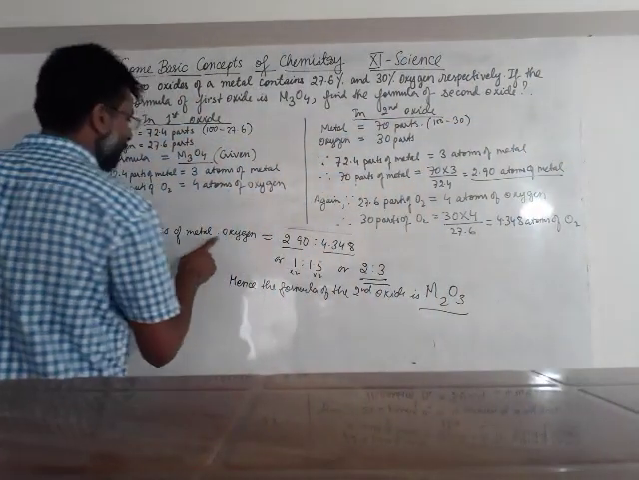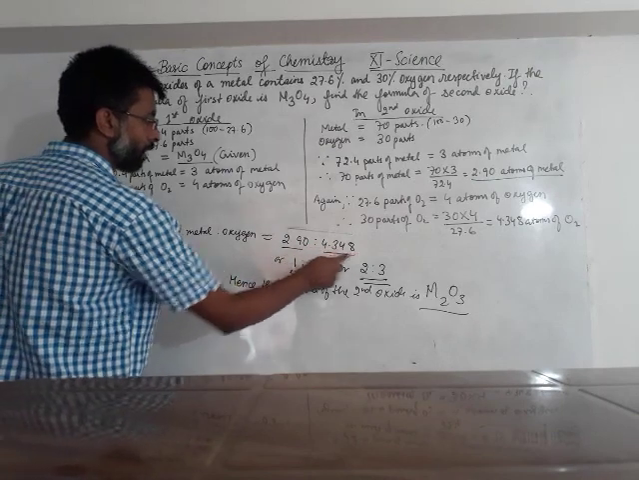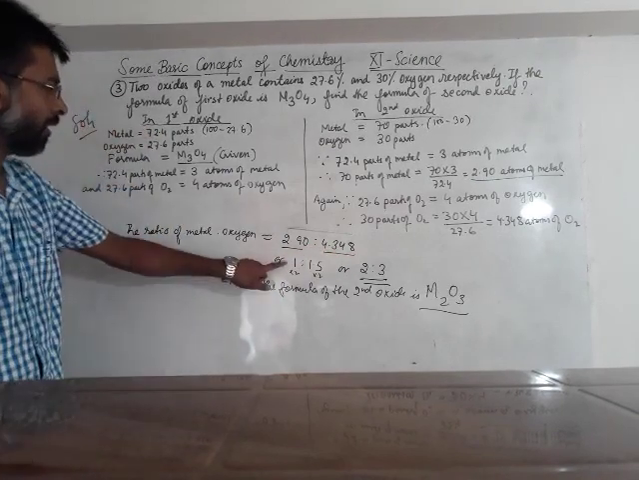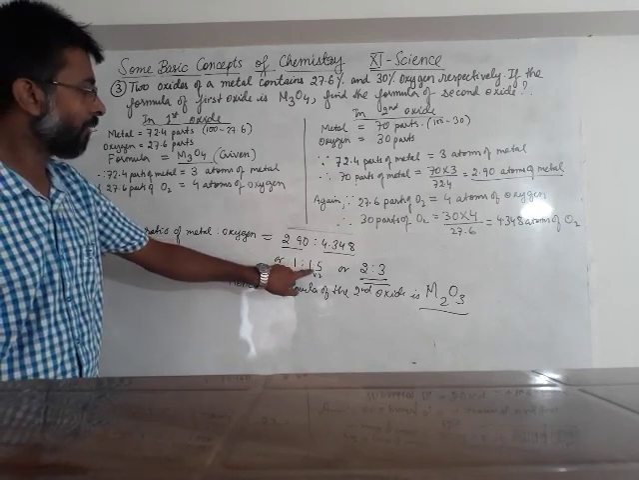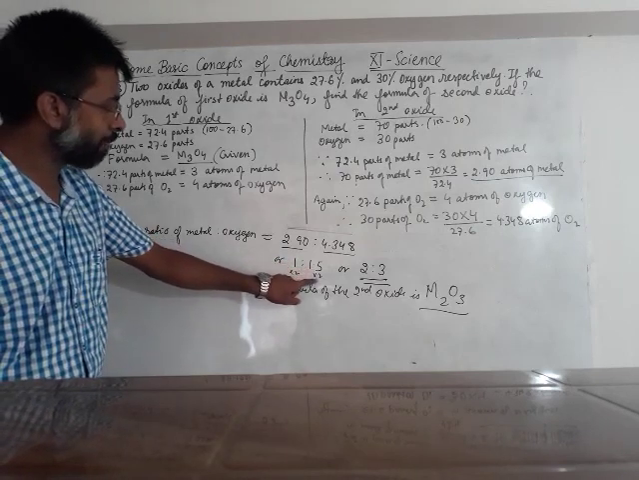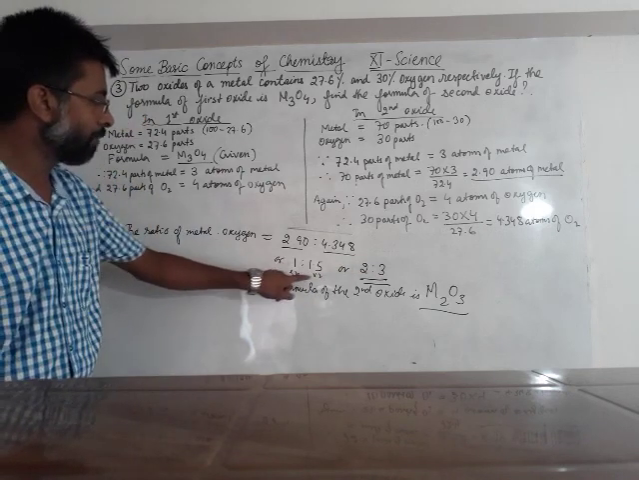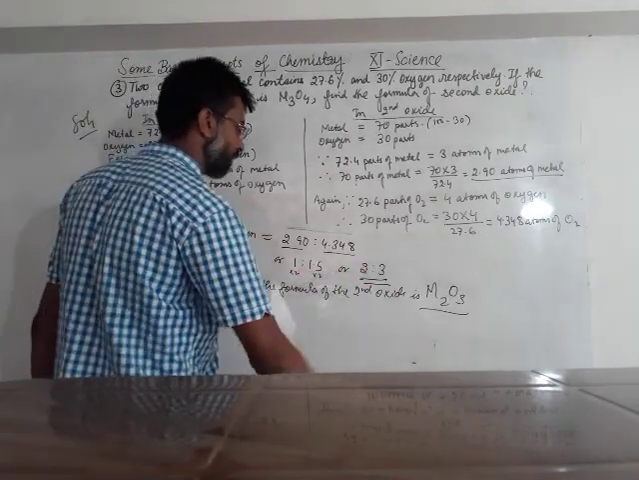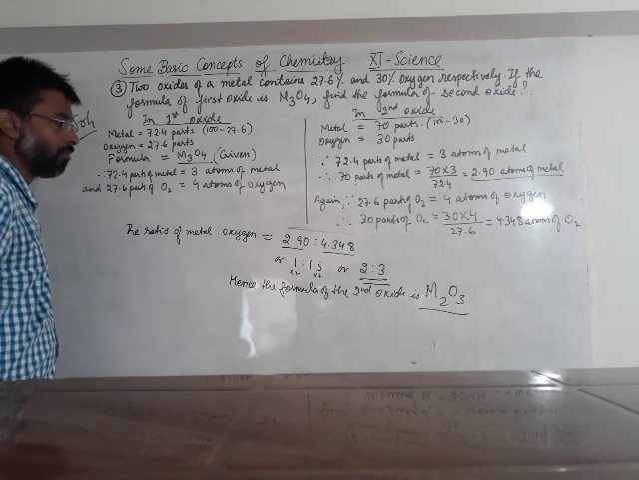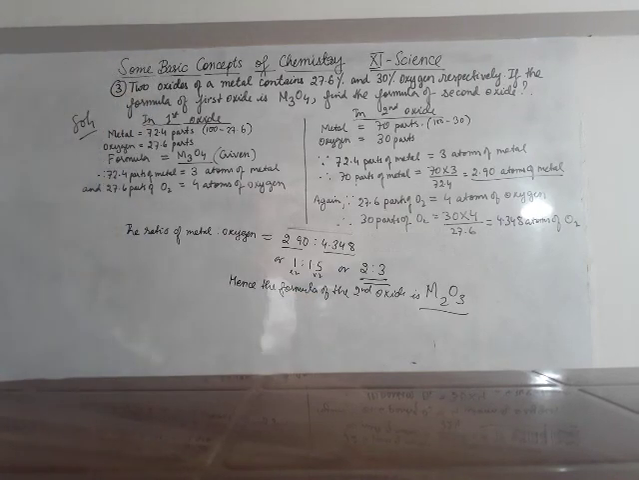The ratio of metal to oxygen in the second oxide is 2.90 is to 4.348. Upon simplification, it comes roughly 1 is to 1.5. Now this 1.5 cannot be rounded off. It can be multiplied by 2. So 1.5 into 2 gives me 3. And here 1 into 2 will give me 2. So I am getting the ratio of metal to oxygen as 2 is to 3. Okay. After all rounding off. Hence the formula of the second oxide is M2O3. So this is a problem which is based on law of multiple proportion.